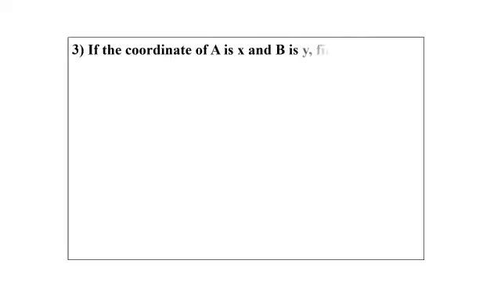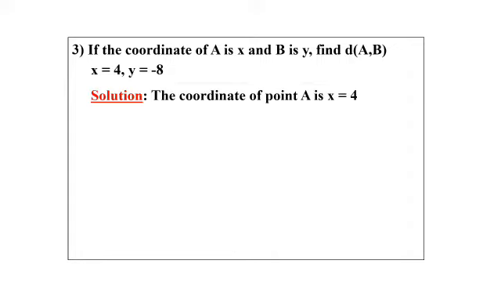Now the next question is given. If the coordinate of A is x and B is y, find the distance of AB. So the x value is given as 4, the y value is given as minus 8. So we'll write a statement. The coordinate of point A is x, that is 4. The coordinate of point B is y, that is minus 8.